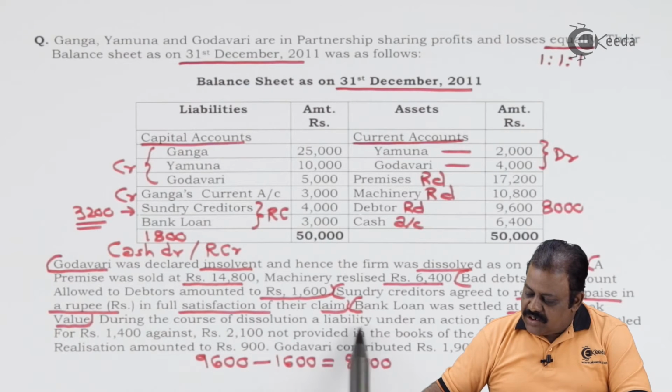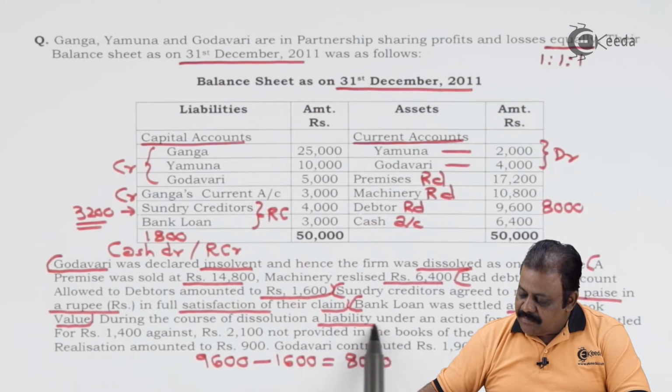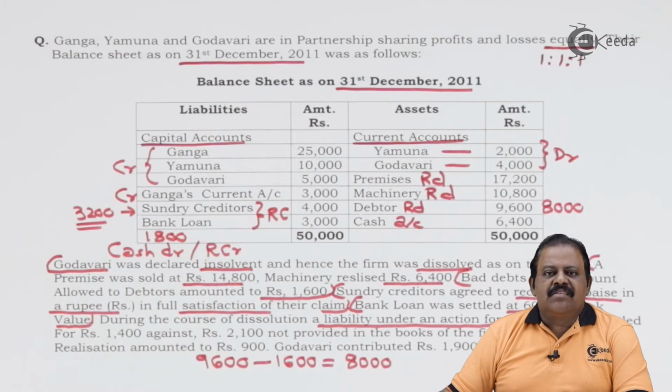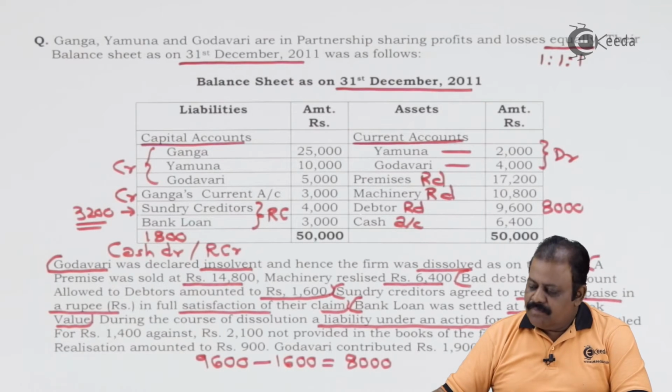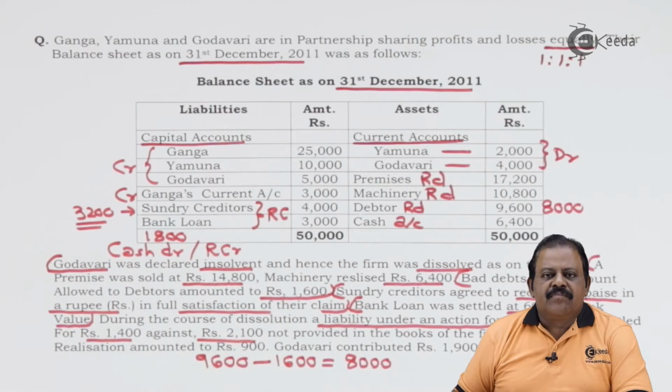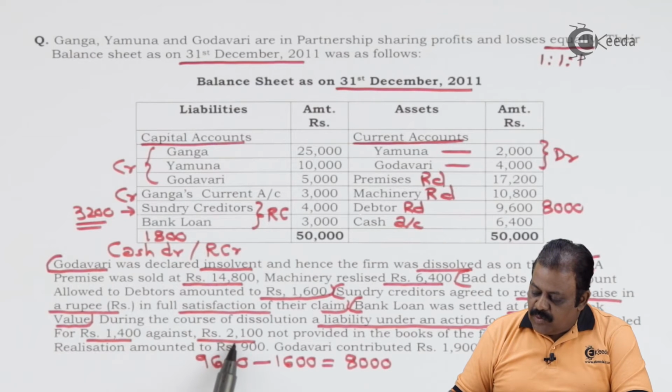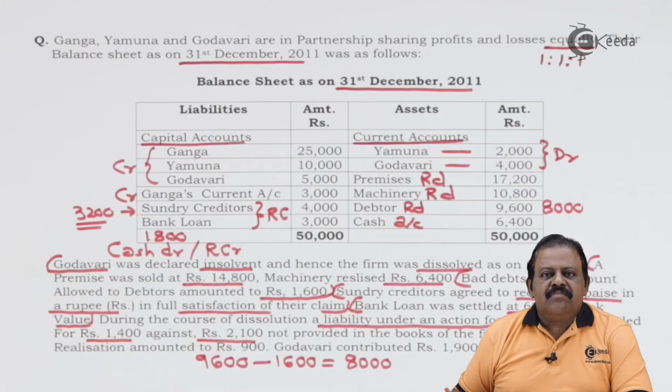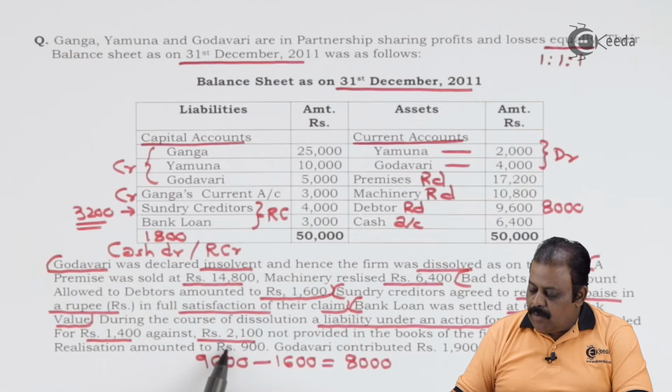During the course of dissolution, a liability under an action for damages, this is the most important adjustment in this question, was settled for 1,400 against 2,100. Here two figures are important, 2,100 and 1,400. There is an action against the firm where a third party has claimed 2,100. The firm has not made any provision for that. At the time of dissolution, this liability is matured. It was contingent, but it has now matured.